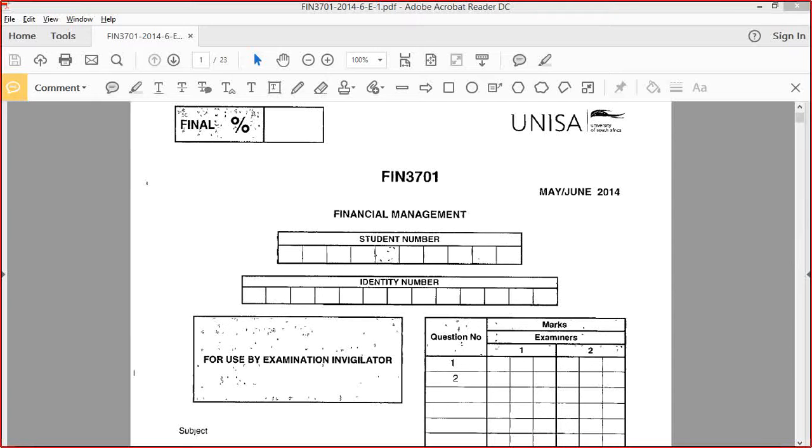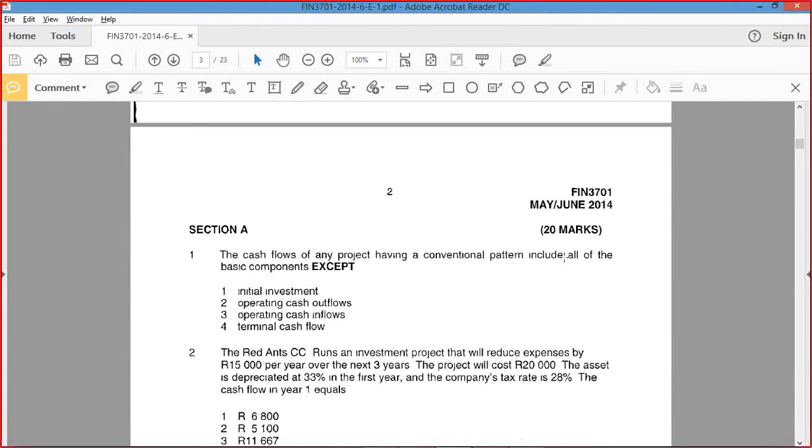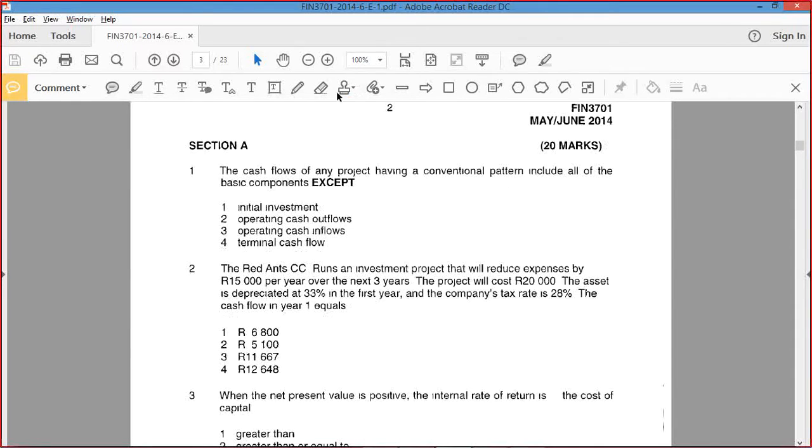Okay. So if we take a look at the cash flow section A, multiple choice. The expected cash flow of any project having a conventional pattern includes all of the basic components except. Which one? Yeah, option 2. Because if it's got a conventional pattern, there wouldn't be any cash outflows. Definitely not. Good.